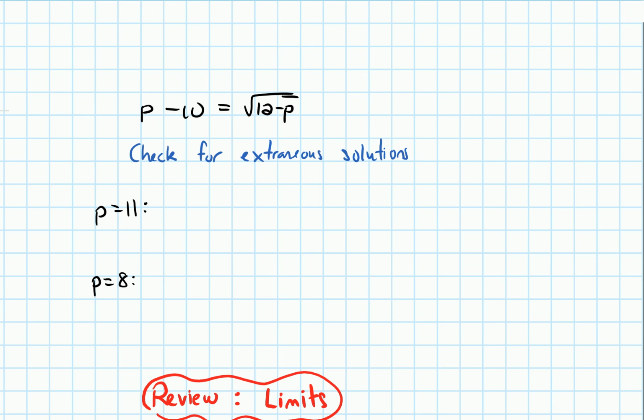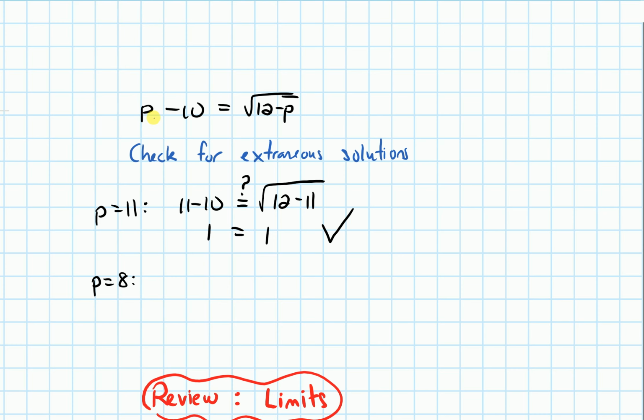So if I plug in 11, we get 11 minus 10 on the left equals, I'll put a question mark above the equal sign because I don't know if they're equal just yet. 12 minus 11 inside of the square root on the right. So 11 minus 10 is 1, and then square root of 1 is 1. So 1 does equal 1, so that one works. 11 works when we plug it in.